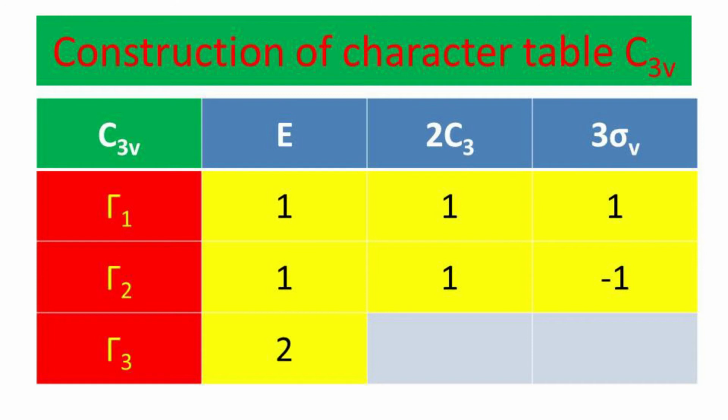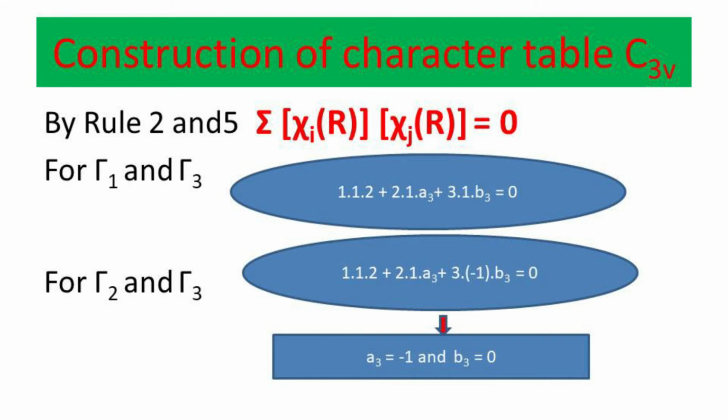Now only the last two characters in the gamma 3 representation are left. Let me consider those unknown characters as A3 and B3. I want to find those characters A3 and B3 by application of rules number 2 and 5 for two different pairs. First I will apply for gamma 1 and gamma 3, and then I'll apply for gamma 2 and gamma 3. If I apply for gamma 1 and gamma 3, the equation will be 1 into 1 into 2 plus 2 into 1 into A3 plus 3 into 1 into B3 is equal to 0.